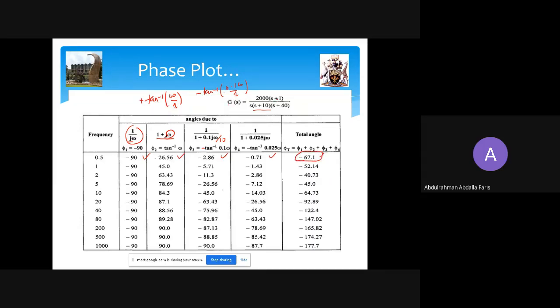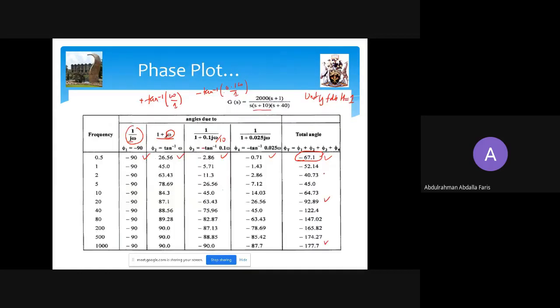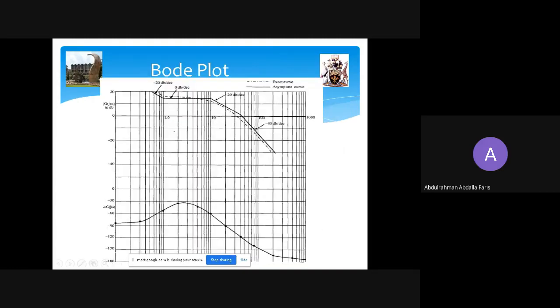Remember, this is G of s. We are assuming it's a unity feedback. Our H is equal to 1. So you add for 0.1 frequency, the total angle is that. For 20 is that. For 1,000, it's like that. Then you plot these values against frequency. So you'll have something like this on one semi-log graph.